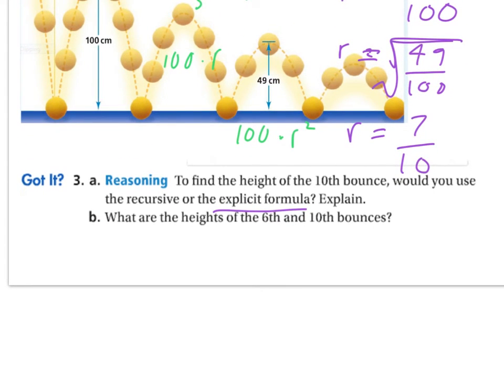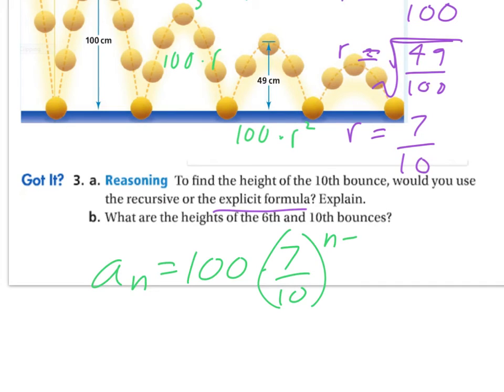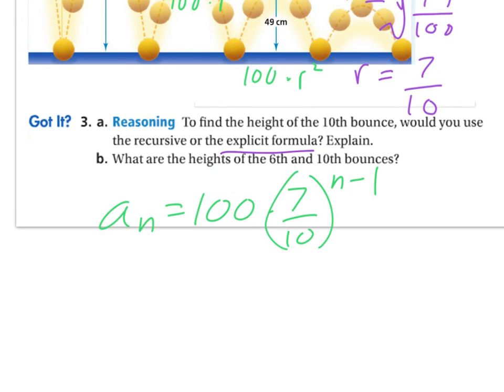That allows me to write a formula for that. So a sub n would equal the initial height, bounce height of 100 times 7/10 to the n minus 1 power. So again, here looking at this, we have our formula, and we could plug a 10 in to find the height of the 10th bounce. So a sub 10 would actually equal 100 times 7/10 to the 9th power. And again, I'll just leave that as it is. You can use a calculator to figure out that height.